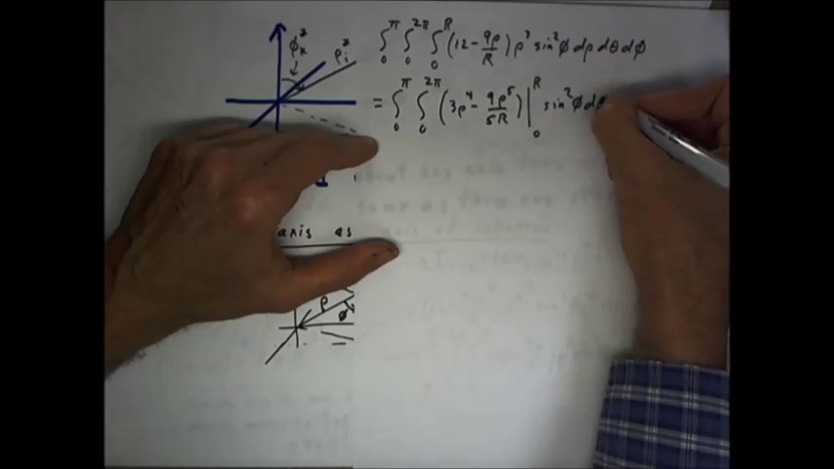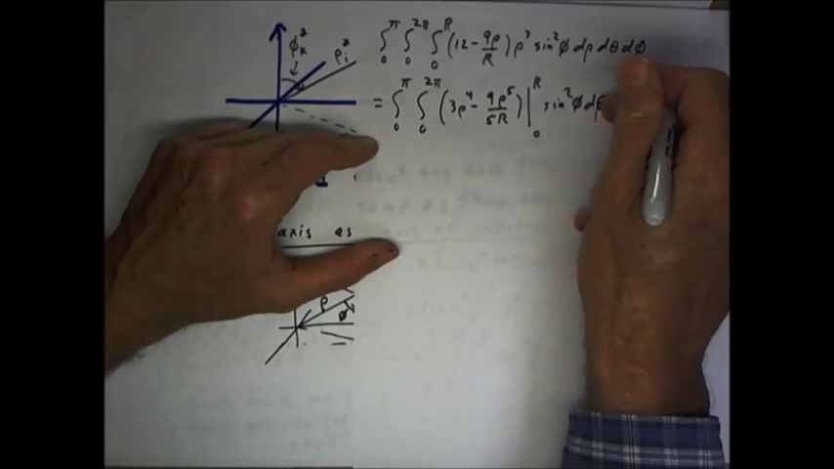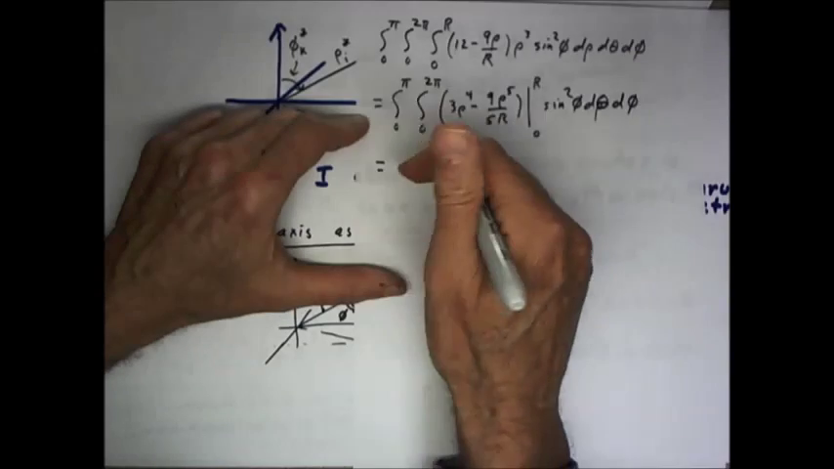We don't have d rho, we have d theta d phi. I'll fix that. Next time I make a mistake, I'll come back and fix that one too.